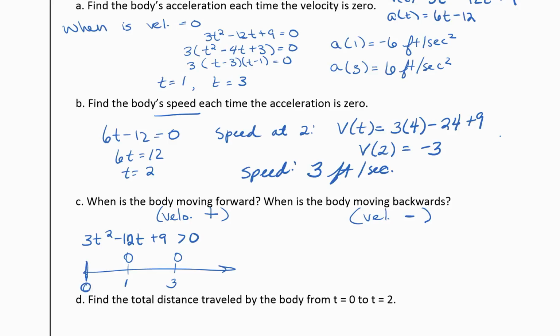So from 0 to 1, if we put something in, we can even pick 0, we see that it's positive. Now if we pick something between 1 and 3, if we plug 2 in, well, we've already found v of 2 up here, we know it's negative. And if we put something bigger than 3, like 4, we'll get a positive value. So this means we're moving forward anywhere where we've put a plus sign, from 0 to 1 and from 3 to infinity.